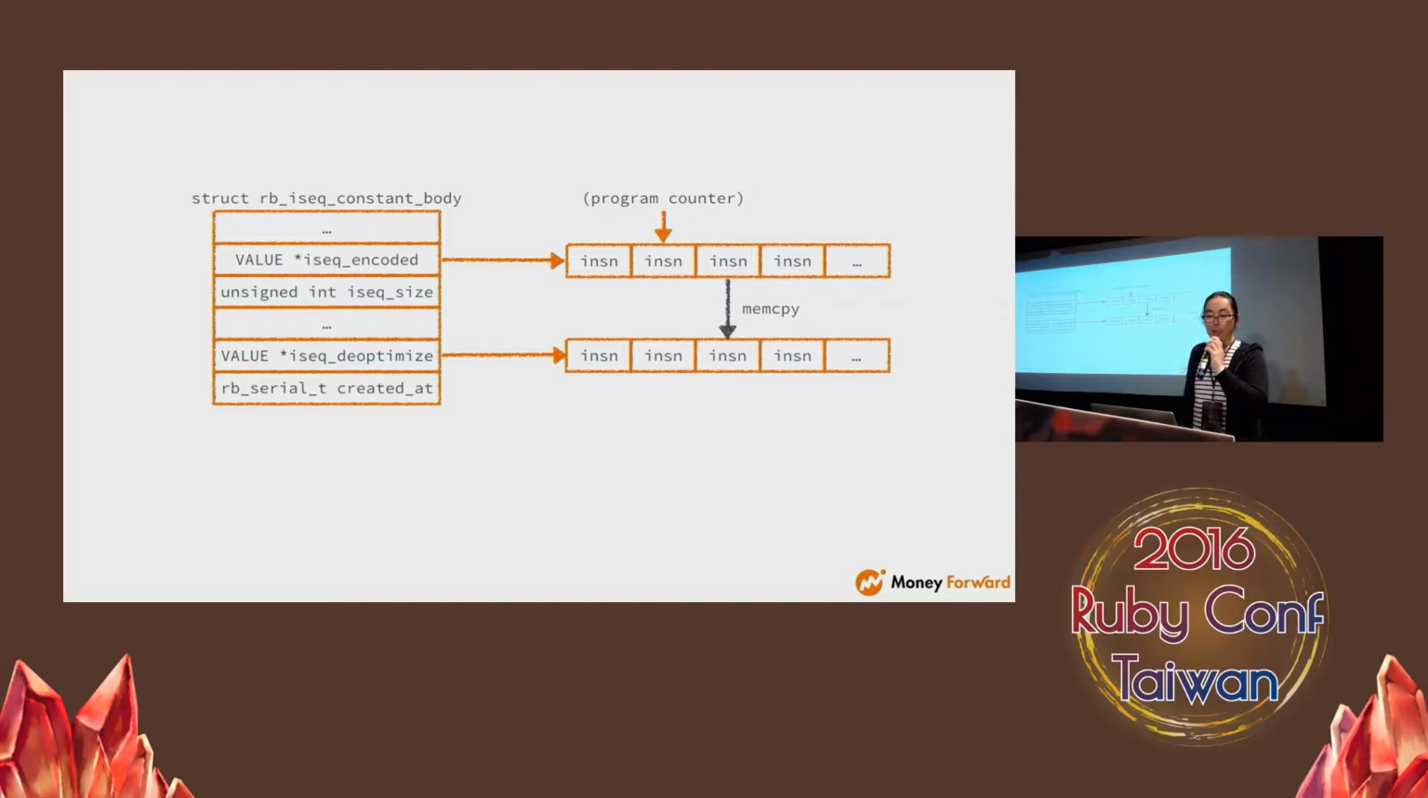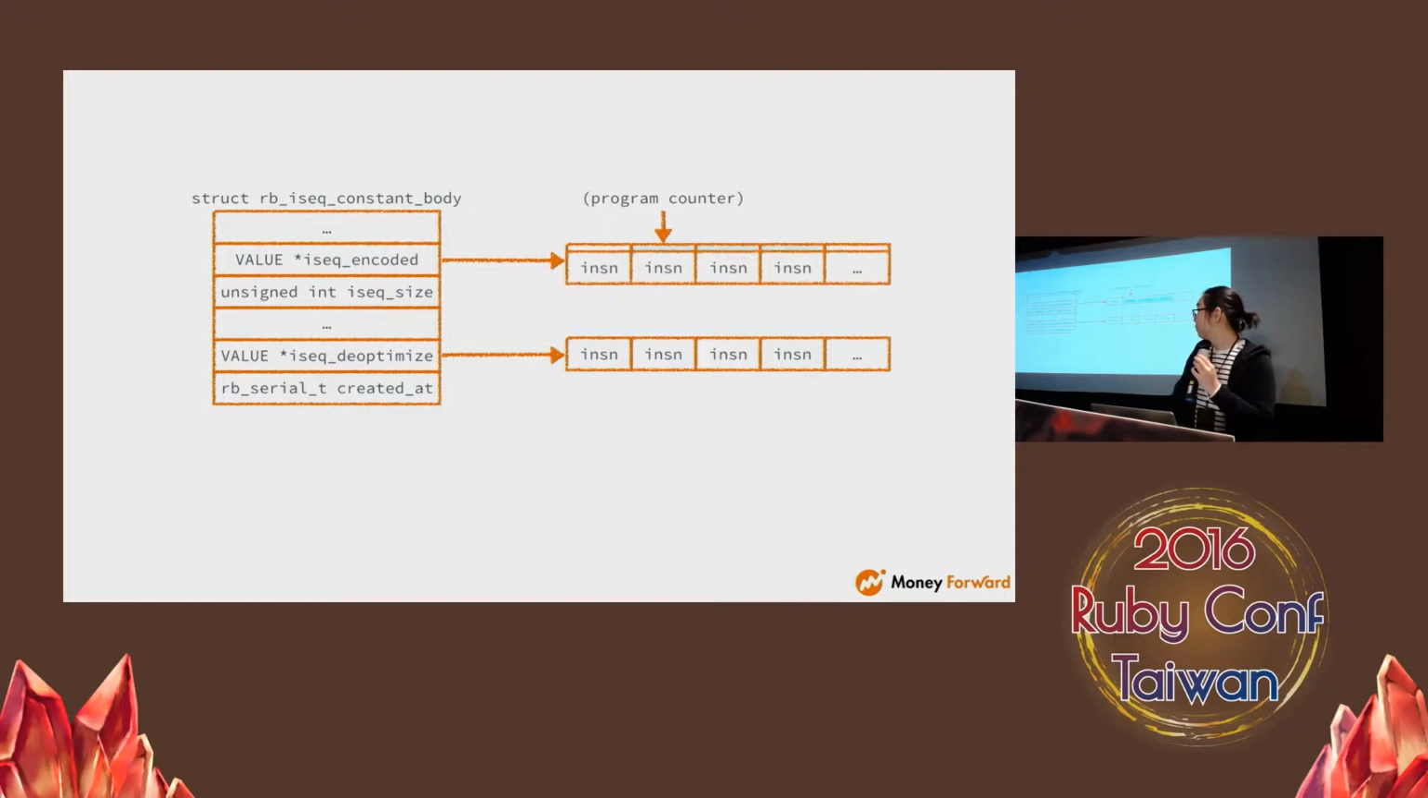Now, in our implementation, two new fields named iseq_deoptimize and created are introduced to the rb_iseq_constant_body. The iseq_deoptimize is a simple copy of iseq_encoded. We'll visit the created field later. Now, all right. Assume we have some optimization. The blue ones are the optimization, and iseq_encoded got modified. How do we cancel this? It's easy. We save the sequence for this purpose, so just write them back.